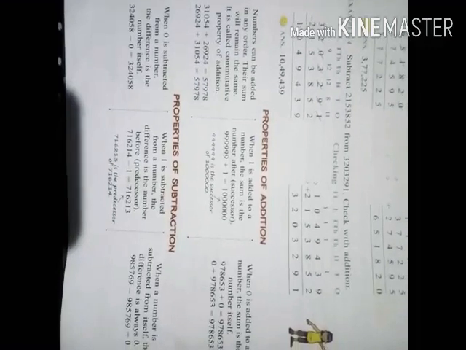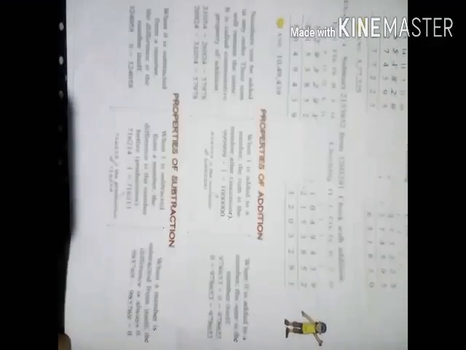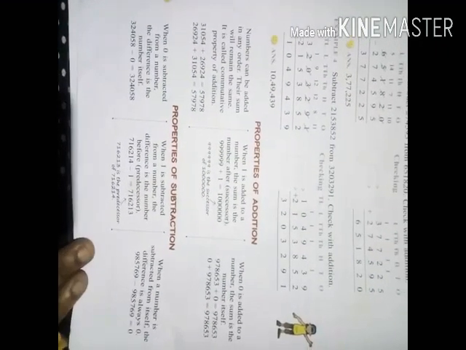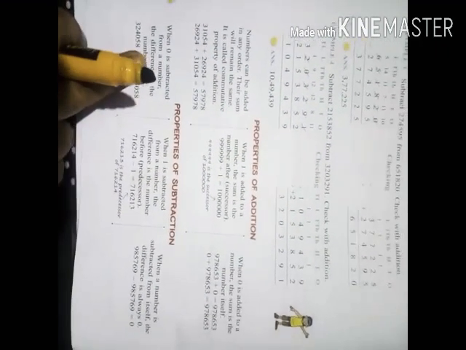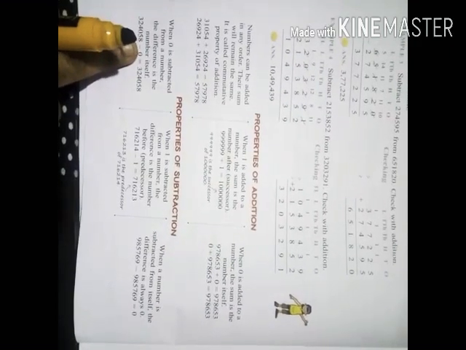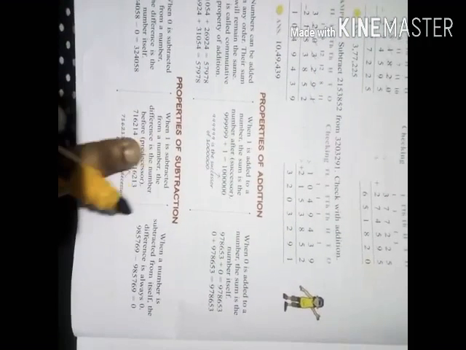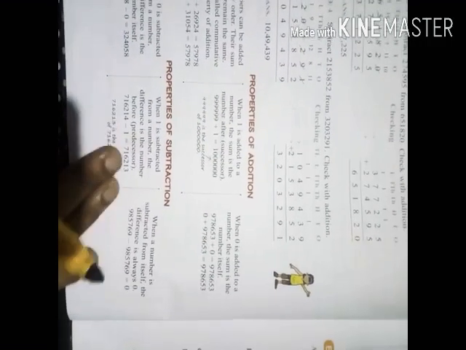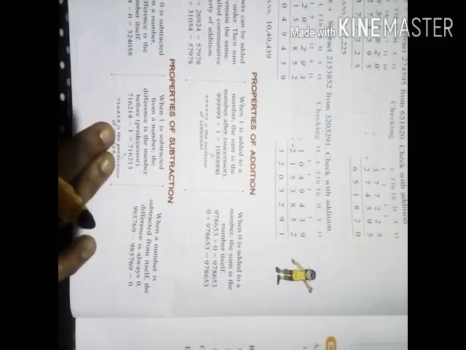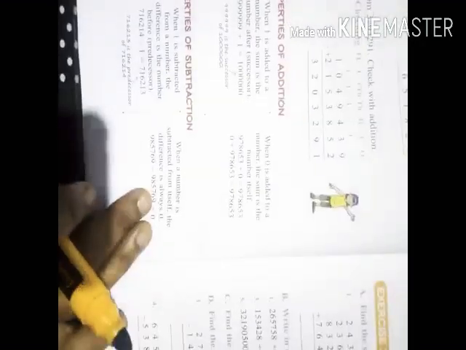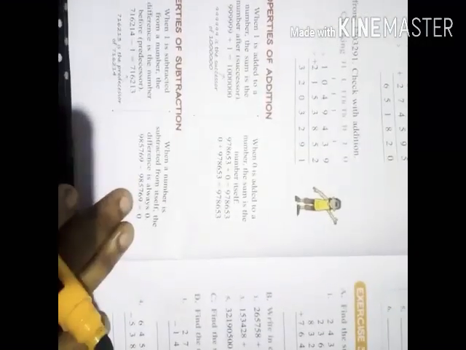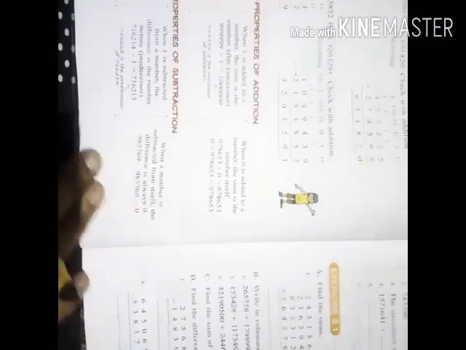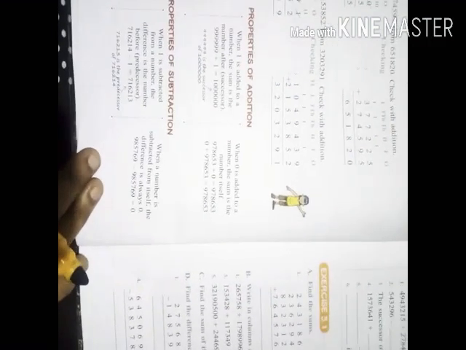So what are the three properties you have learned now? When 0 is subtracted from a number, the difference is the number itself. When 1 is subtracted from a number, the difference is the number before, or the predecessor. And when a number is subtracted from itself, the difference is always 0 itself. Okay?